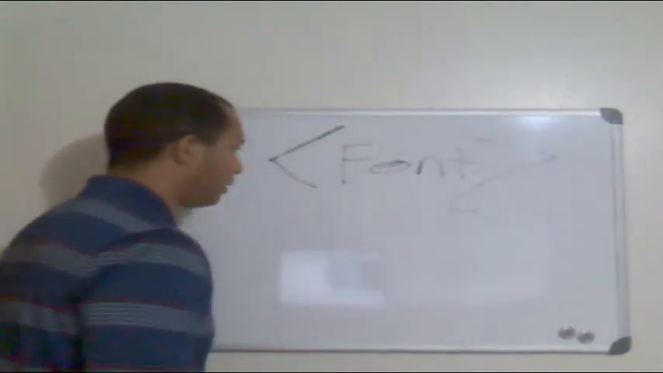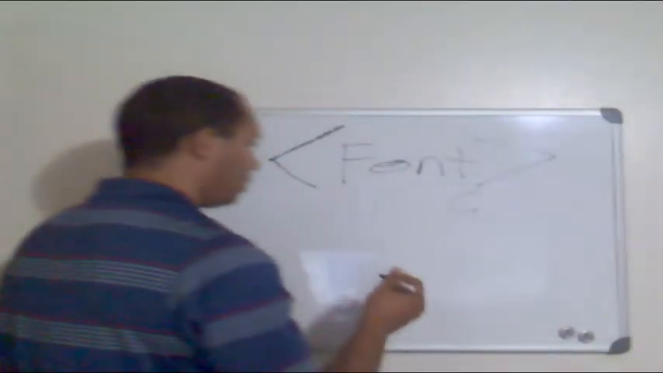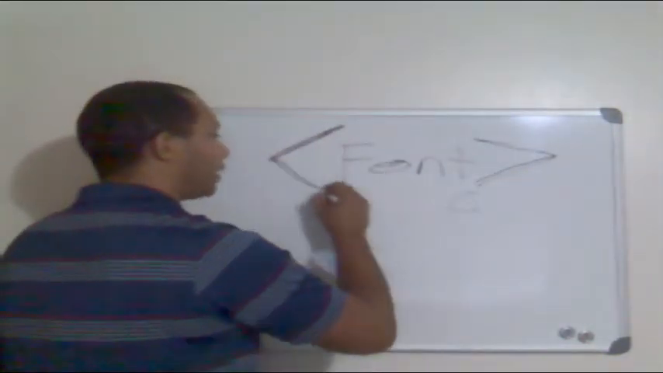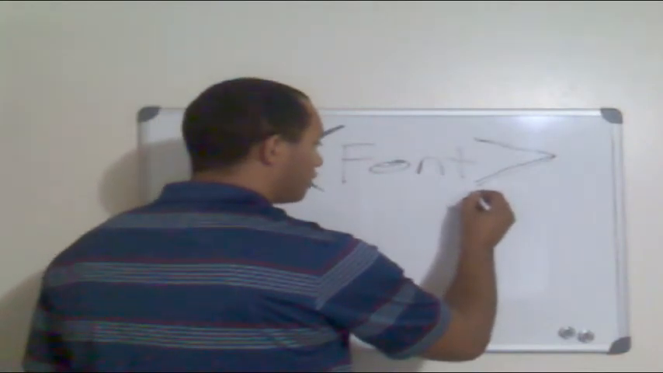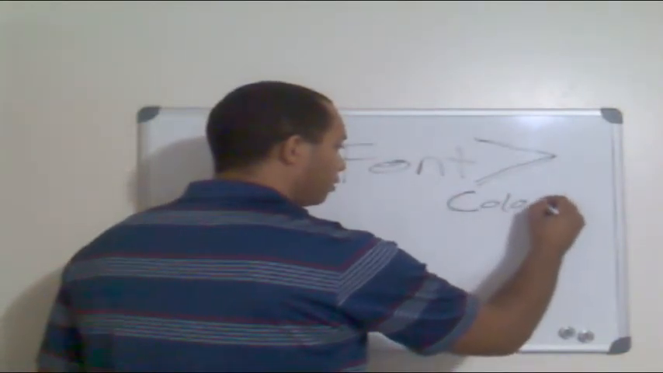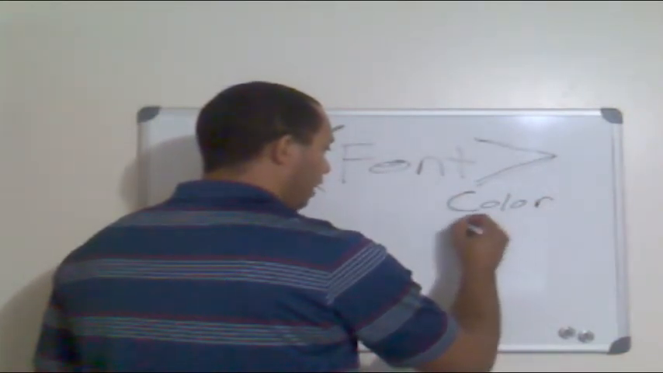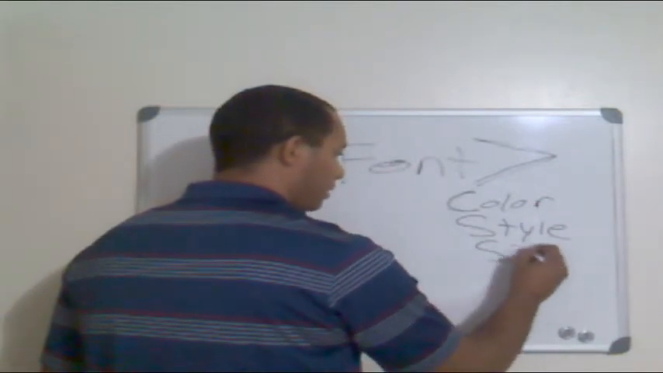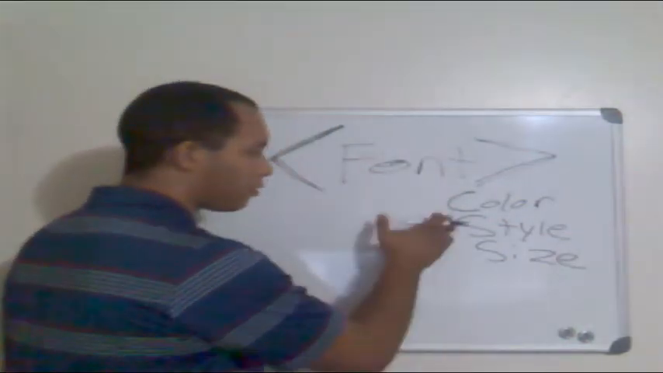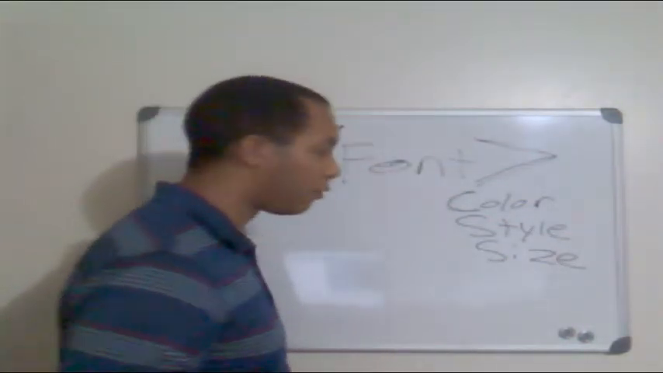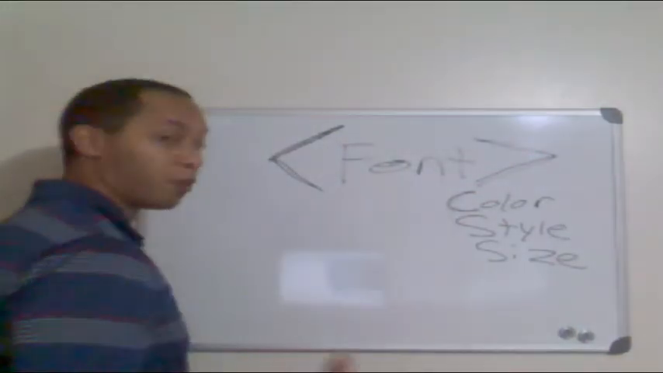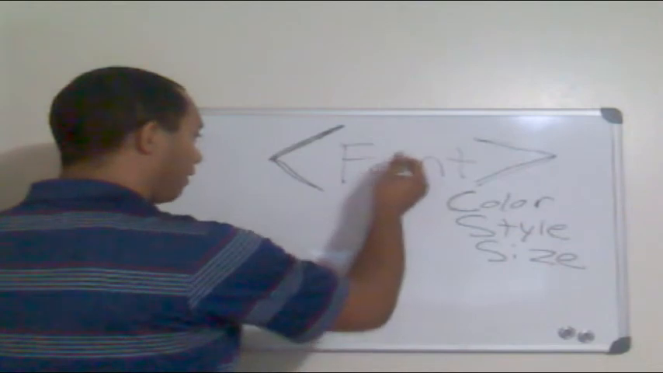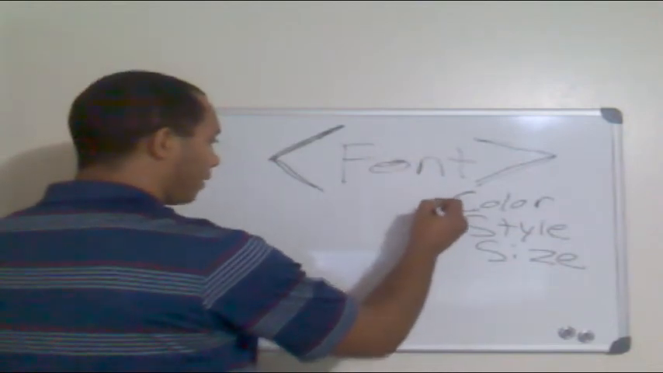Okay, so let's see here. So we got the code element font here. Okay, and there's a couple things that we can do with it. We can change the color. We can change the style. And we can change the size. Alright, these are great code combos to get familiar with. And this will work for other codes too, once you start getting a little bit more familiar. But for font, what if I want to change the color?